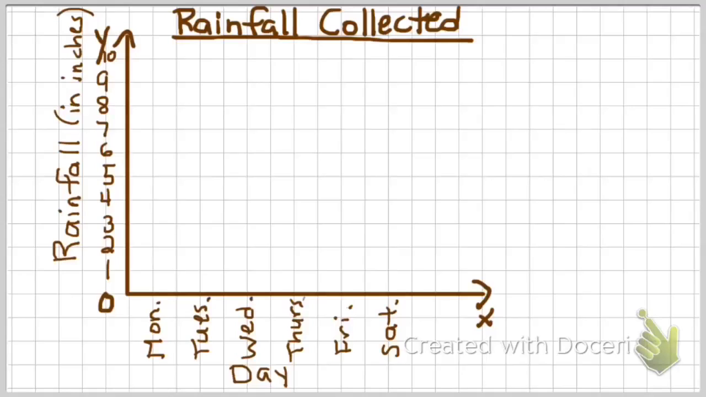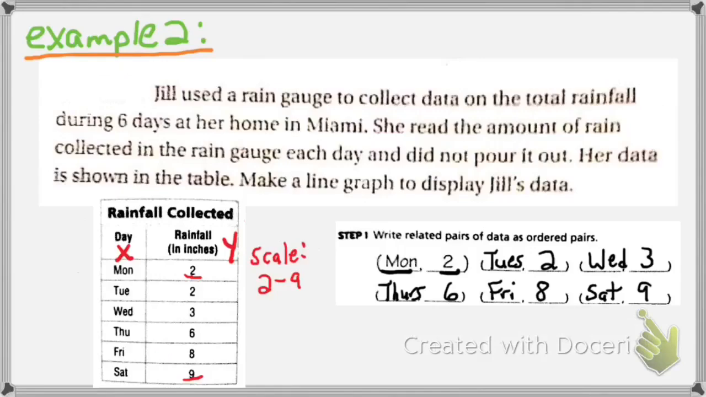Okay, so I have my entire graph set up. Now I have to go ahead and put the data into the graph. Okay, so whether I'm using the ordered pairs or the table itself, I know that Monday had 2 inches of rain.